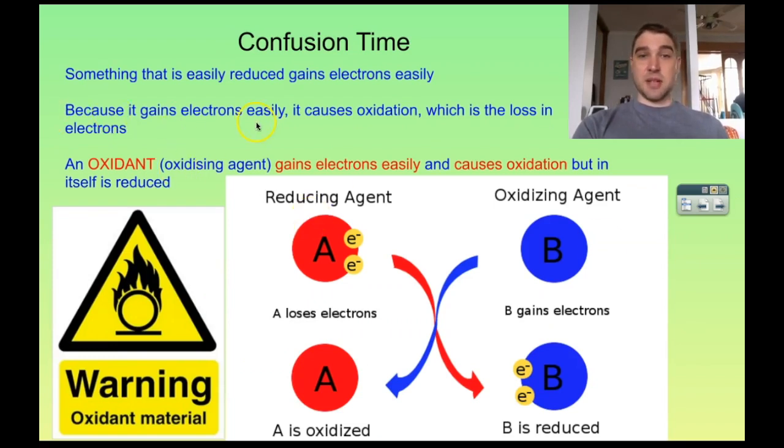So we're going to start by looking at an oxidant. If substances gain electrons easily, that means that they cause oxidation, and that's the loss of electrons. So something that gains electrons is reduced, but it causes oxidation. Because it's causing oxidation, it's called an oxidant, which is a portmanteau of oxidizing agent. So an oxidant gains electrons easily and causes oxidation, but it itself is reduced. So a substance that causes oxidation is easily reduced.